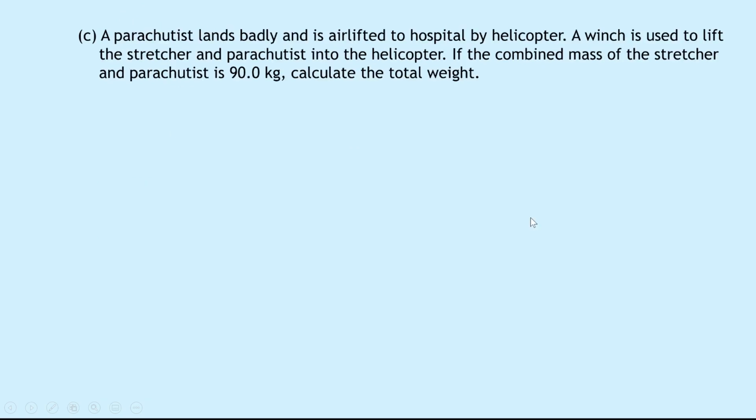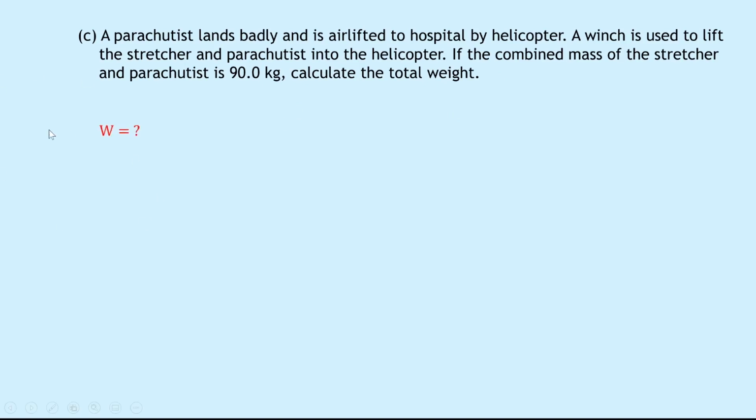Lastly, part C, a parachutist lands badly and is airlifted to hospital by helicopter. A winch is used to lift the stretcher and parachutist into the helicopter. If the combined mass of the stretcher and parachutist is 90.0 kilograms, calculate the total weight. So this is going to be a W equals mg calculation.